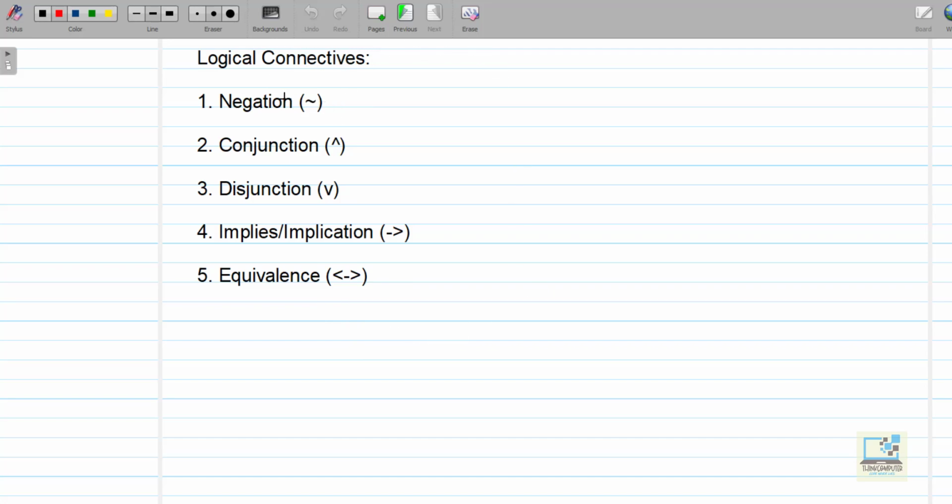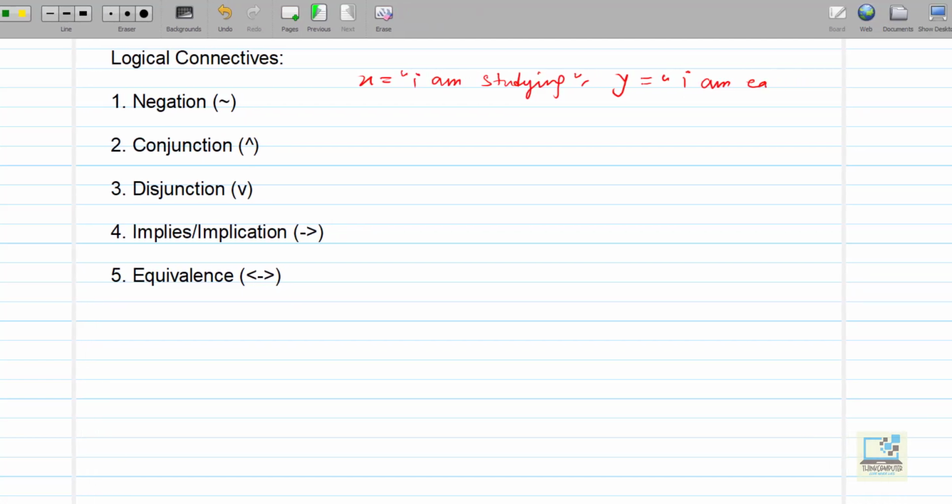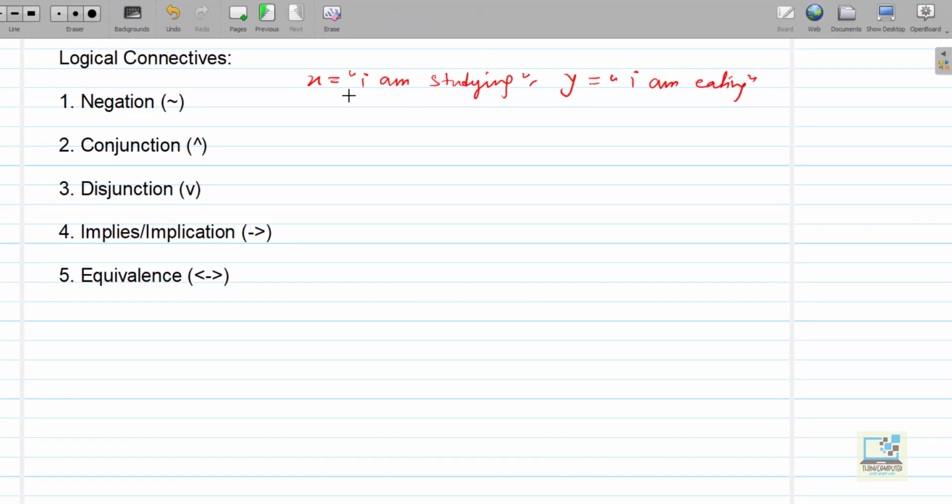First of all, negation is a unary operator, unary connective. That means it will only be used with one proposition, but the remaining 4 are binary, meaning they will connect 2 or more sentences. Let's take examples. Suppose x equal to I am studying, and y equal to I am eating. Just 2 sentences I have taken. Negation of x will be I am not studying. Whatever the statement is, it will be the not of that.